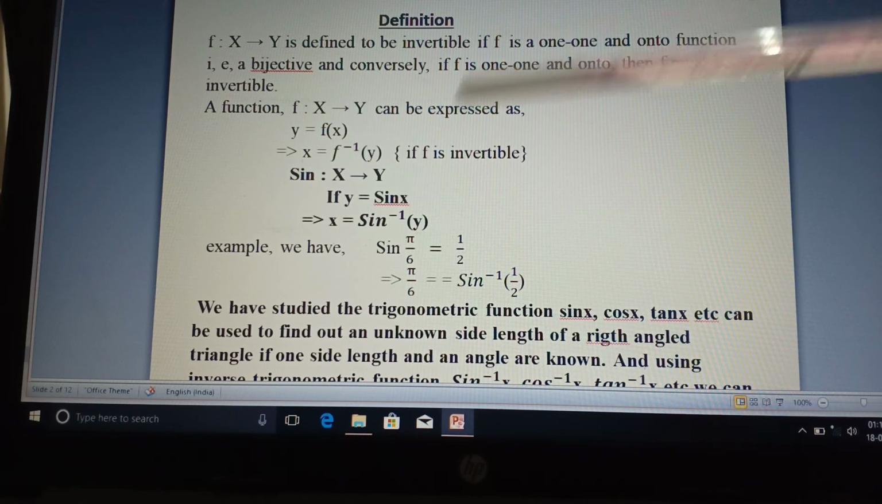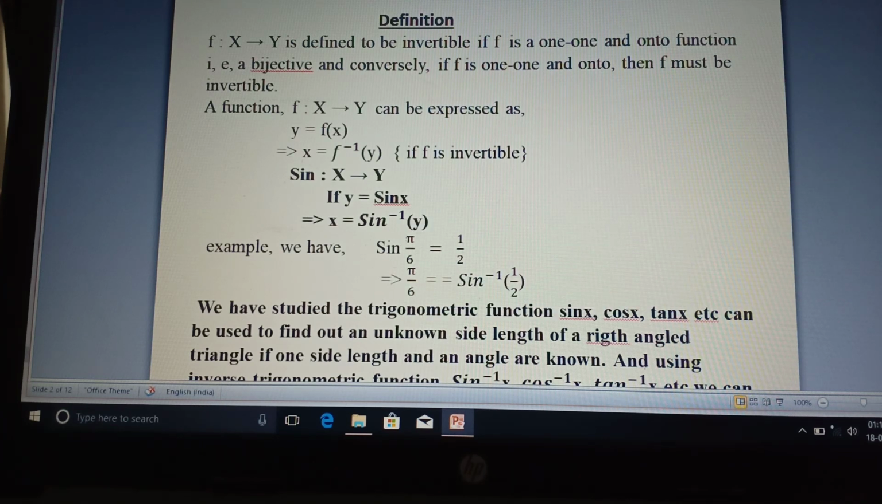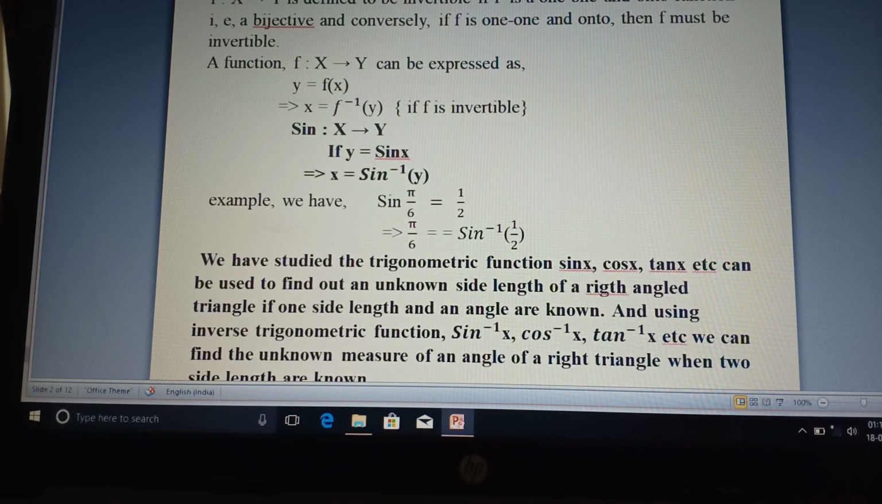We have an example: sine pi by 6 equals half. So pi by 6 can be written as sine inverse half. I hope you understood the definition of inverse trigonometric function.